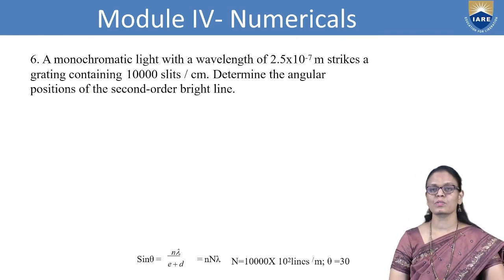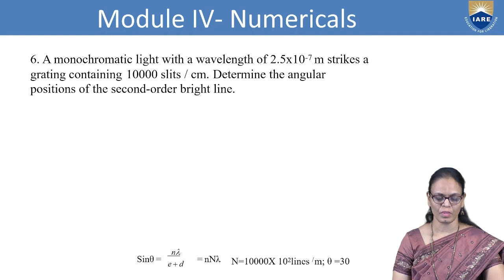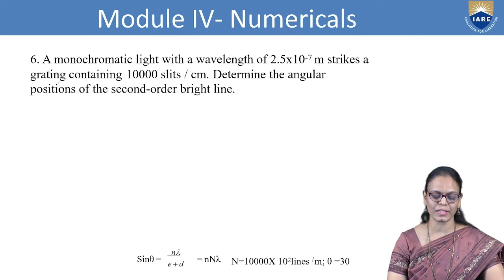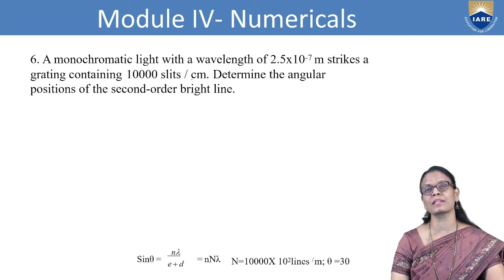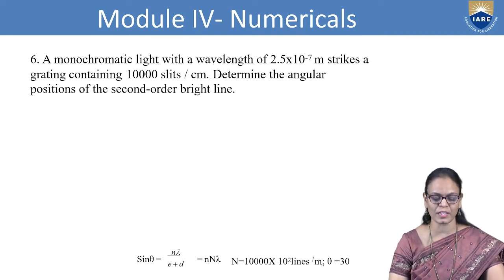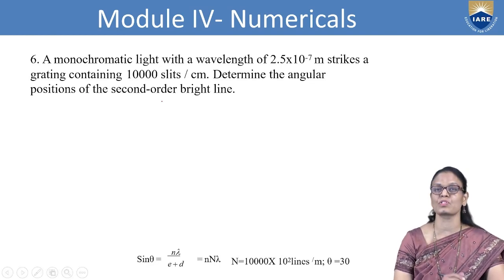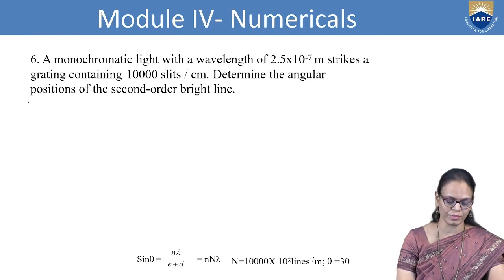Now coming to the sixth one. A monochromatic light of wavelength 2.5 into 10 power minus 7 meter strikes a grating containing 10,000 slits per centimeter. The number of lines here is 10,000 per centimeter. And determine the angular positions of the second order bright line. We have to find the angular position of second order.